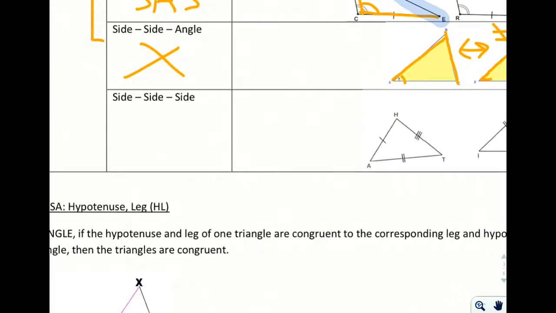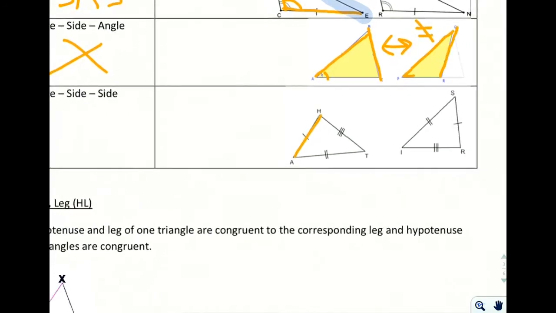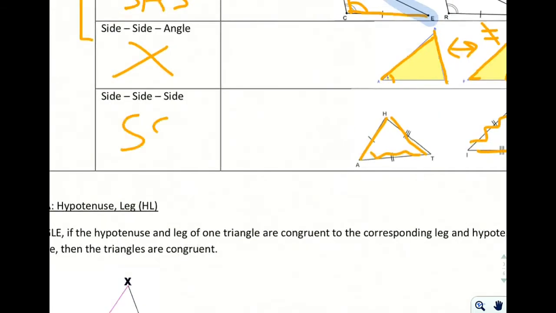And then finally side, side, side, like the example we used earlier. You have one side the same, one side the same, second side the same, and then third side the same here. And there's only one way to draw those triangles. Even if you flip it, turn it, mirror it, whatever, it's always going to end up looking the same. So that is SSS.